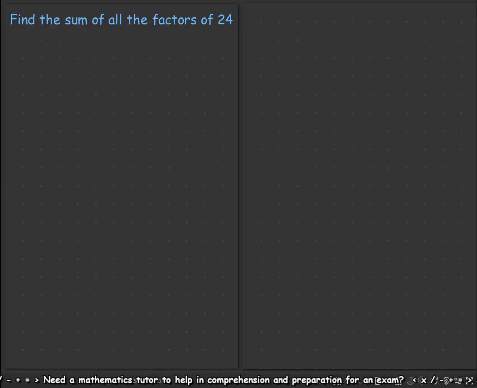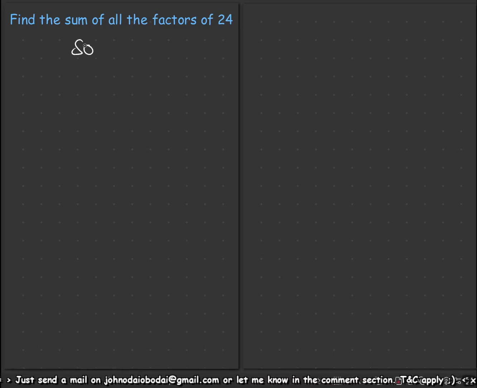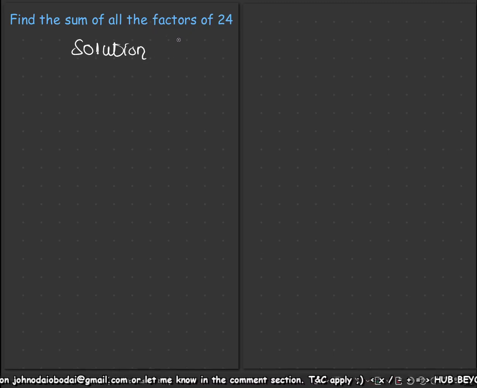Now for this next question we have here, which is also a past question, it says you have to find the sum of all the factors of 24. And we said a factor divides a number without a remainder. So whenever a factor divides a number, you are not going to get a remainder. So hence, we want all the factors of 24, and then we find the sum.